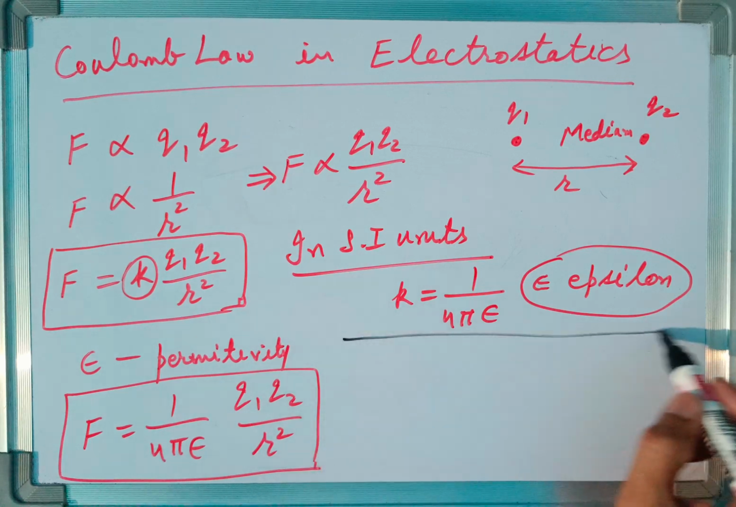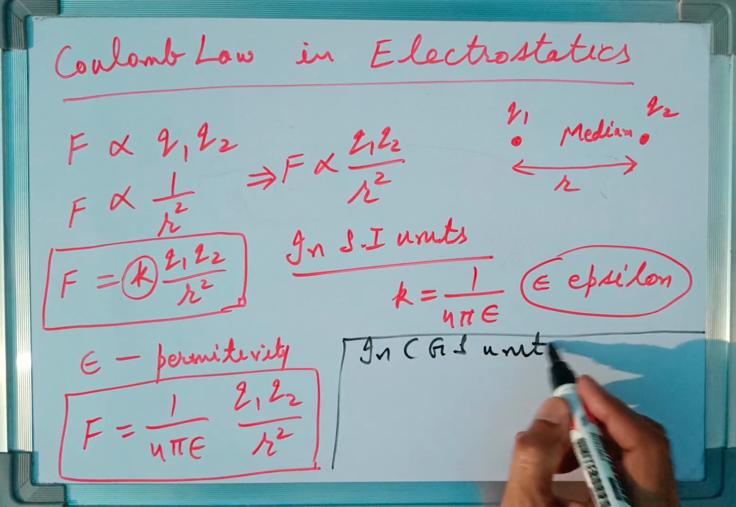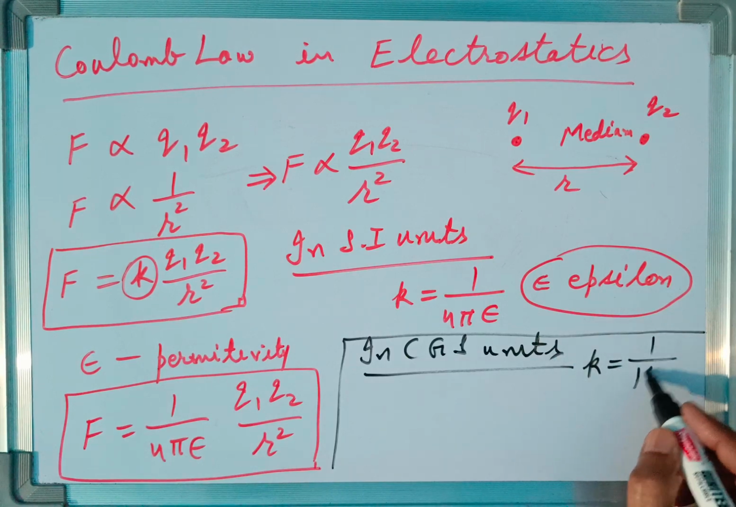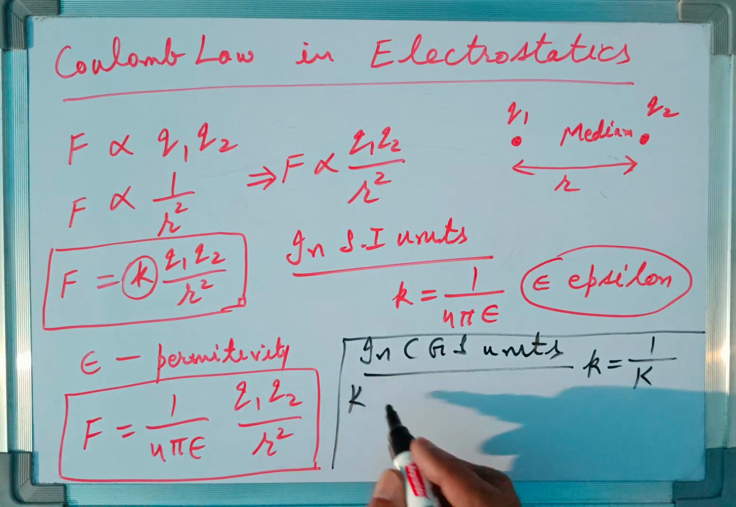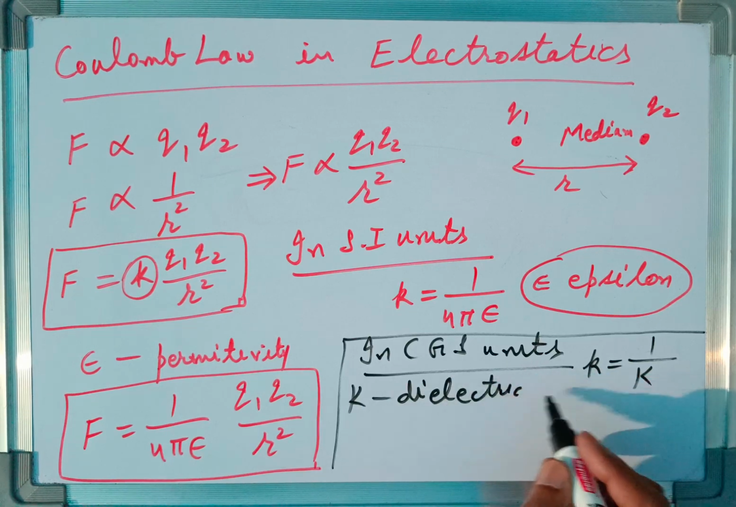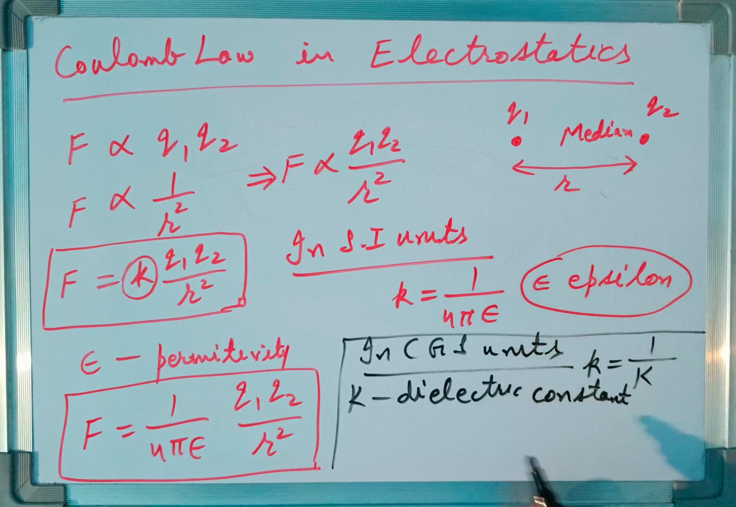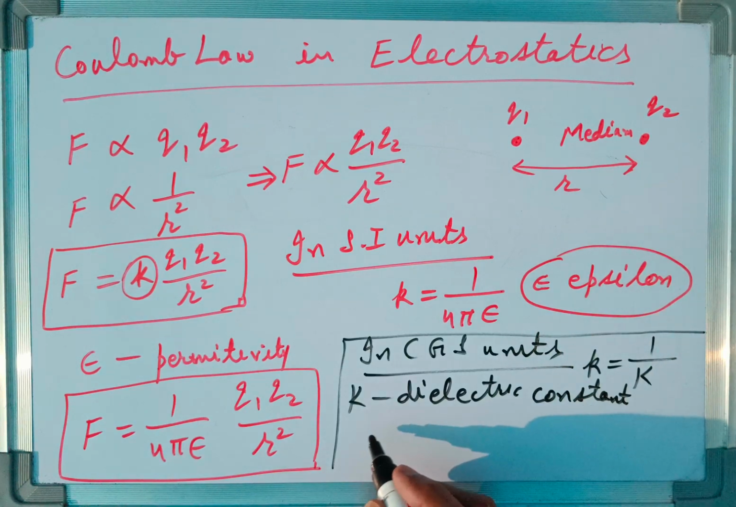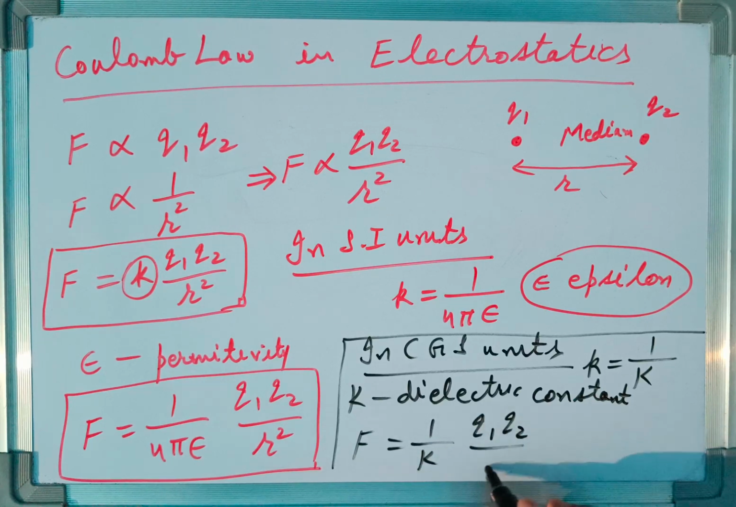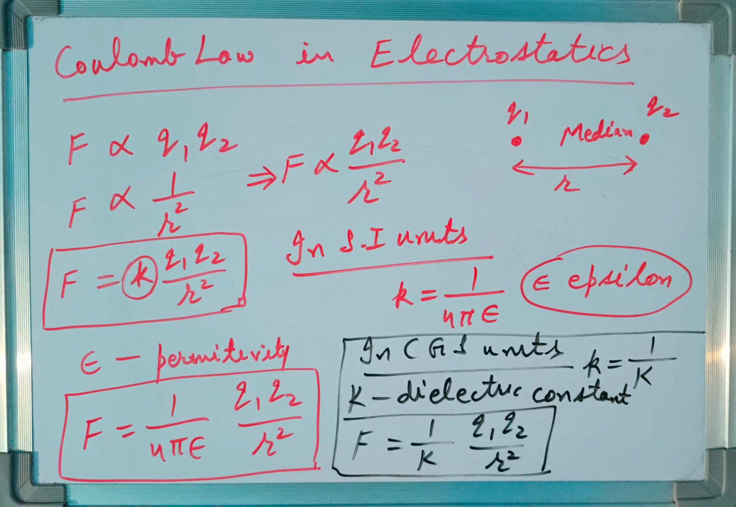When I talk in C.G.S. units, the value of K is equal to 1 upon capital letter K, where this capital letter K represents the dielectric constant of the medium between the two charges. It is also a property of the medium. So using this, I can write F is equal to 1 upon K, Q1 Q2 upon r square. This is the form of Coulomb's law in C.G.S. units.